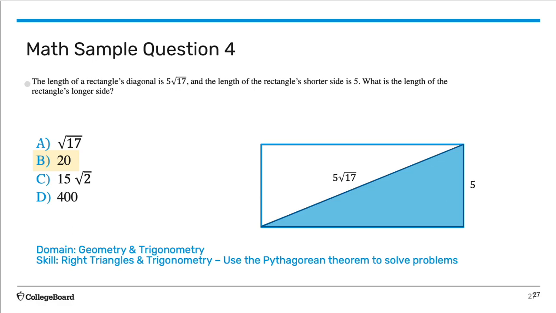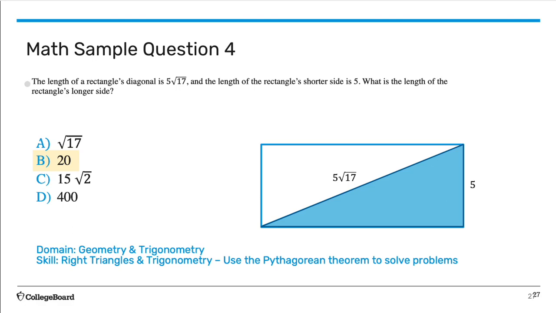It's given that the length of the diagonal is 5 square root of 17, and the length of the rectangle's shorter side is 5. Therefore, each of the two right triangles formed by the rectangle's diagonal has a hypotenuse with length of 5 root 17 and a shorter leg of 5.